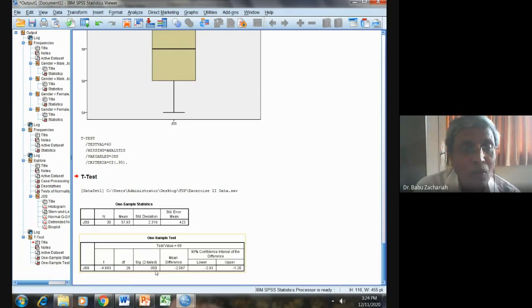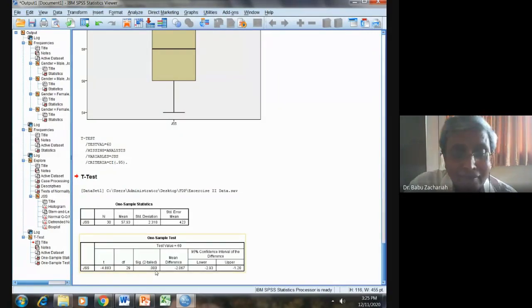But remember that the alternative hypothesis is that it is less than 60. So we need one-tailed significance. So this 0.30 something divided by 2, that will be 0.30 something, and that will be lesser than 0.05. So it falls in the region of rejection. We reject the null hypothesis and we accept the alternative. That means mean JSS is less than 60. So that is how we conclude.